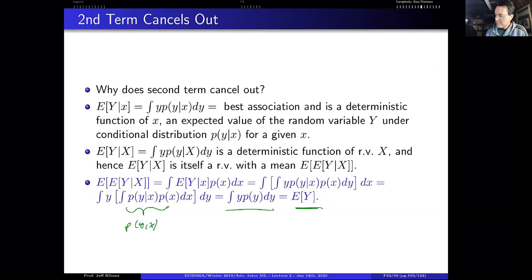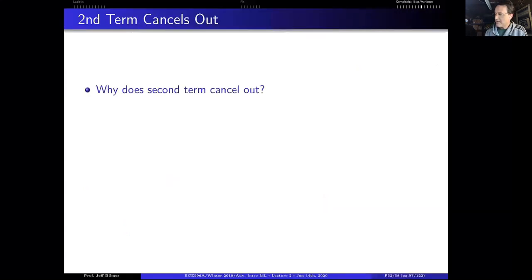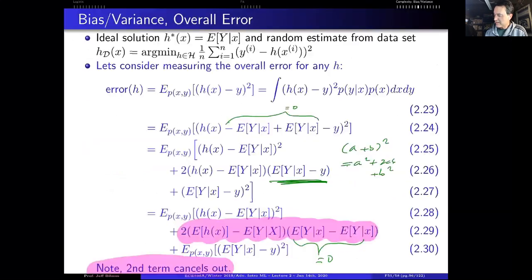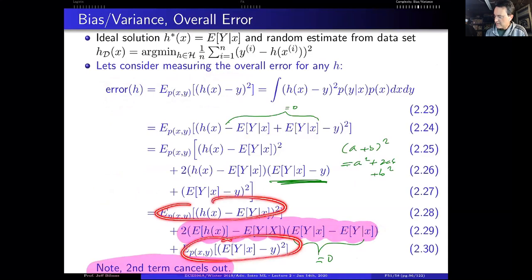And because of that property, what we end up getting is that this whole error function here, which is the overall error, is such that this cancels out. And what we're left with is the first term and the second term. So let's now write the error in terms of just the first term and the second term, with this middle term canceling out.